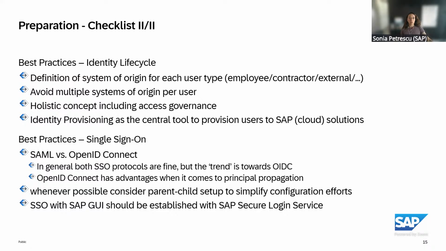Try to also think about it holistically, including the governance part. Even if we don't have time here to go in depth into those aspects, try to also plan this together with the governance aspects, because in most cases, these two flows go hand in hand. So in the moment when you are assigning to a user in Cloud Identity Services an authorization for the target system, then that user will also be provisioned in the target system. Hence, try to think about it holistically.